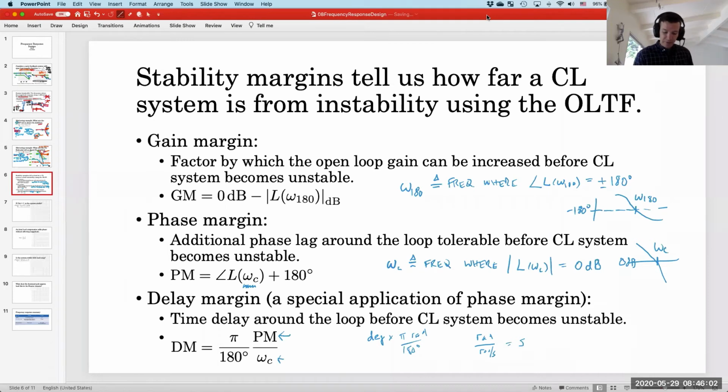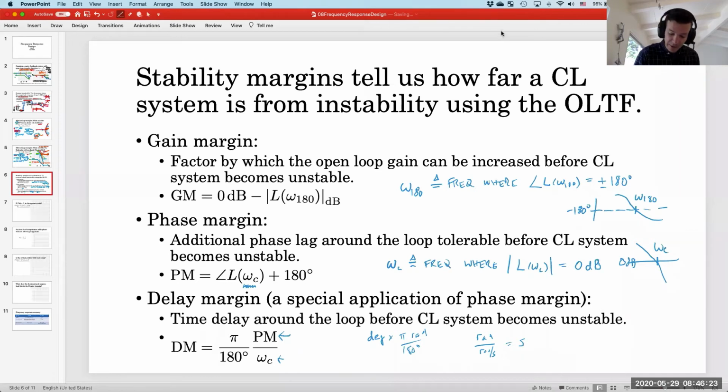So this is a way to convert the phase margin into something that I think is a little bit more tangible. This is the amount of pure delay that, if your system has it in its loop and you're not accounting for it, you could have an unstable system.